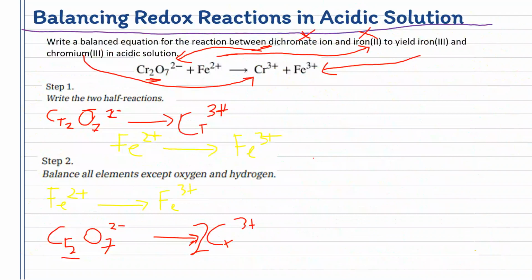So just take this same question here. Try and solve this question on your own. Write a balanced equation for the reaction between dichromate ion and iron 2. Solve this as if it was a new question for you. Solve it on your own. Try and solve it. That's what I mean. Make sure you understand.